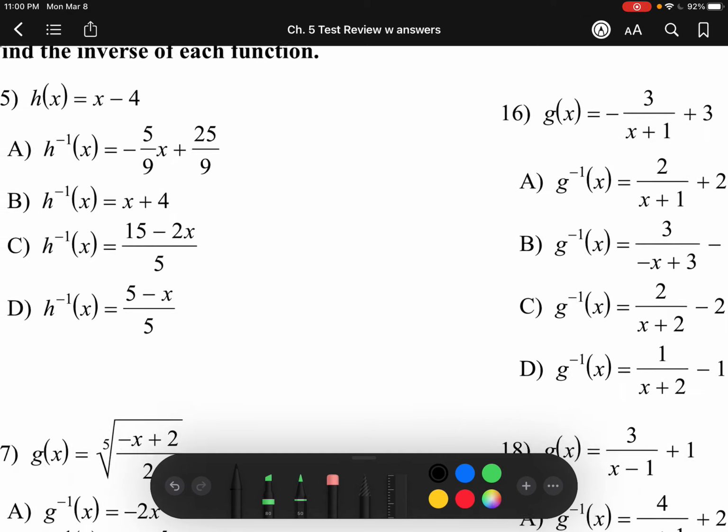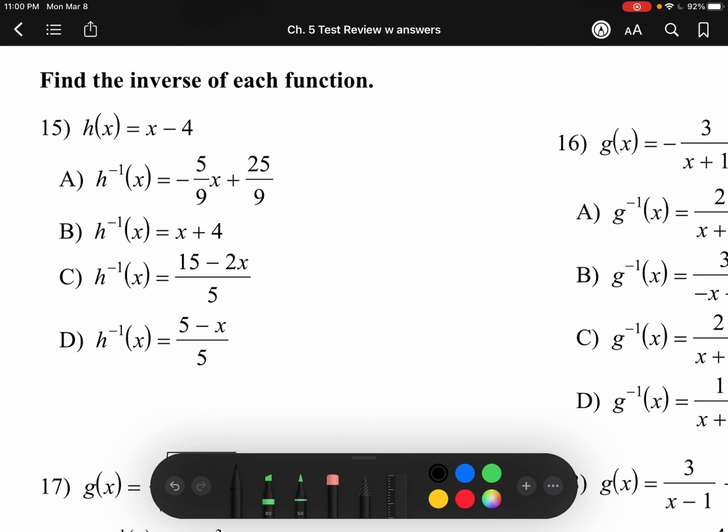Now, number 15 is pretty simple. For number 15, we have h of x is equal to x minus 4. So step 1, we're going to change h of x to y, right? Then step 2 tells us to interchange x and y. So our equation is y equals x minus 4, and when we interchange x and y, it becomes x is equal to y minus 4. Right? These just switched positions.